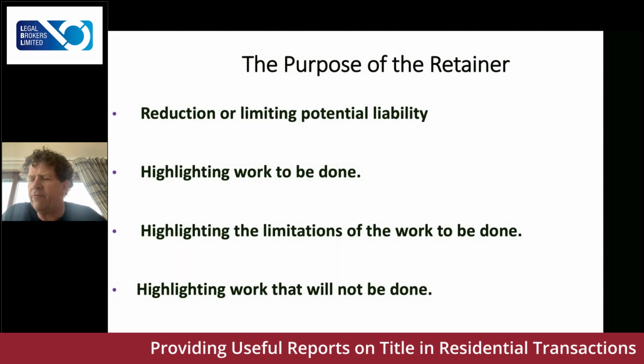And this then is reinforced in our report on title. So let's have a look at highlighting the work that's going to be done. We're going to tell the client on a purchase that we're going to be undertaking due diligence with regard to title and the property. Well, what does due diligence involve? We need to tell the client what work we're intending to do on the client's behalf.